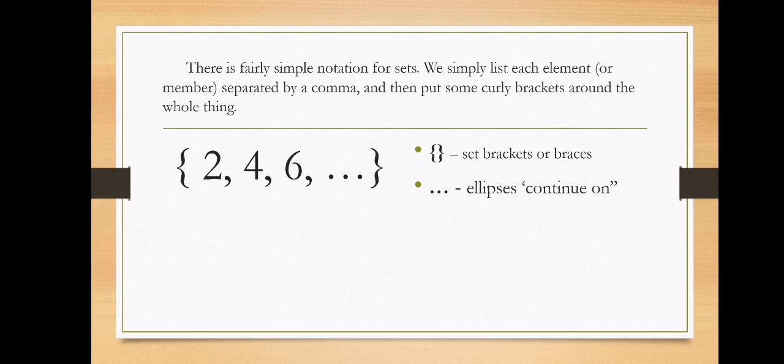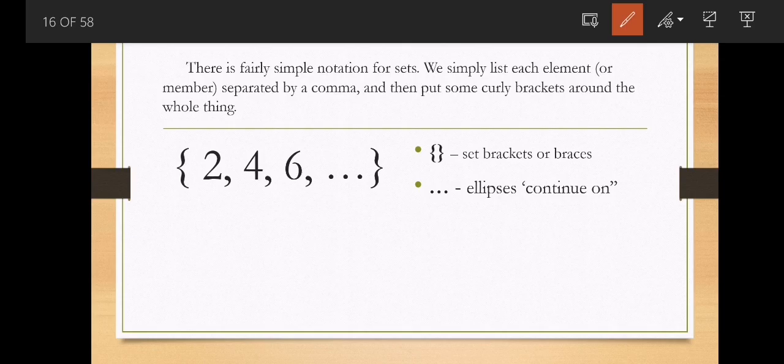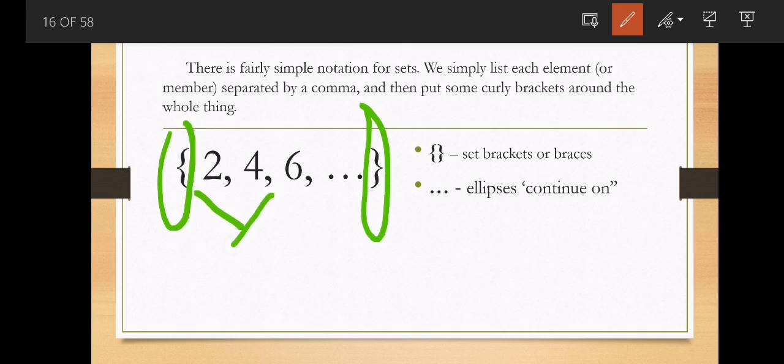There is a fairly simple notation for sets. We simply list each element or member separated by a comma and then put some curly brackets around the whole thing. So, mapapansin natin dito na this one are brackets, those one are brackets. The numbers here are what we called elements, and this 3 dot is what we called ellipsis or continue on.